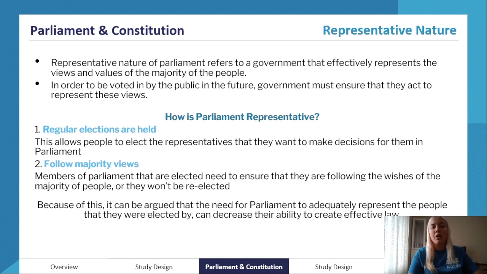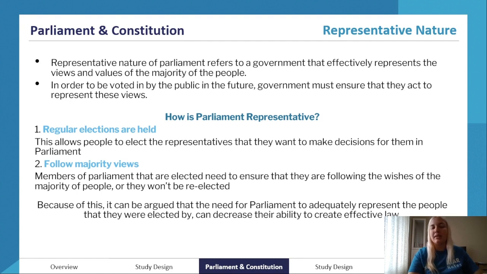So the two ways you need to know in which we ensure that parliament is representative: one is regular elections being held. This allows people to elect representatives that they want to make decisions for them in parliament, as we talked about. And the other one is following majority views. So members of parliament that are elected, the ones that become the government party, the party in charge and with the most power, need to make sure they're following the wishes of the majority of the citizens of Australia. Otherwise, they will not be re-elected again at the next election.